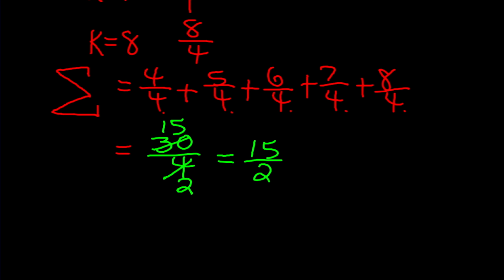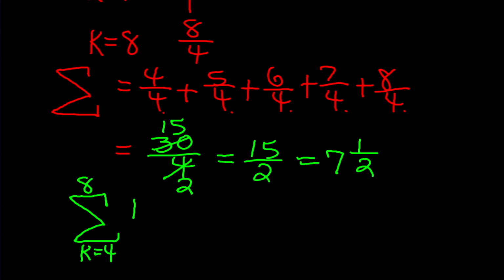But that's an improper fraction. We want to make that a mixed number. So we divide the denominator into the numerator. 2 goes into 15 7 times, which gives us 14. 15 minus 14 gives us 1 left over, so it's going to be 7 and a half, or 7.5. So if we go back to our original summation, it's the sum from K equals 4 to 8 of K over 4. We want to add that sequence or that series up. The sum of it all is going to be 7.5.